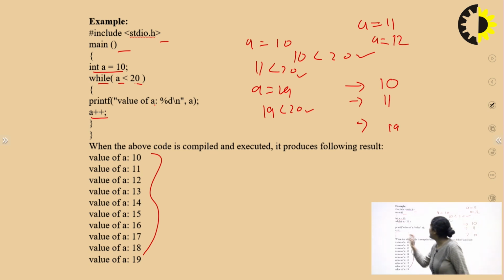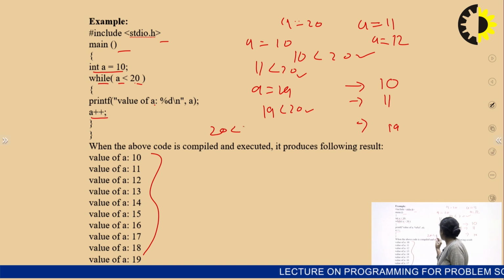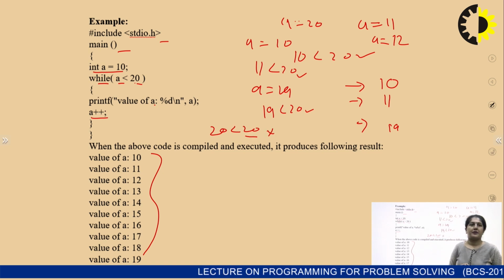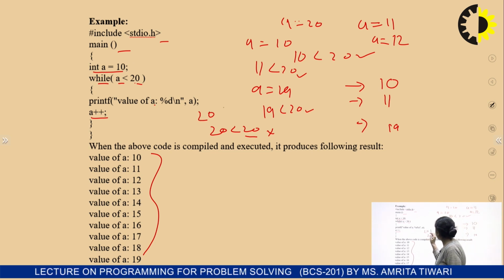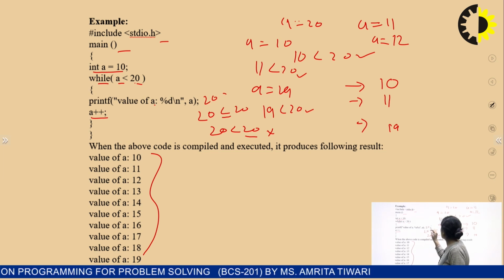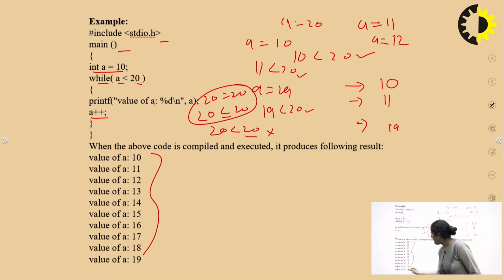But when we do a++, then our value of a will become 20. Now it will again check, is 20 less than 20? This is false, because 20 is not less than 20. It will be true when it is 20 less than or equal to 20, or 20 equal to 20. Then only this condition will be true. But the condition is a less than 20, so the condition is not true, it will not come inside this loop, and we will have this output from 10 to 19. So this is the way for executing our while loop.